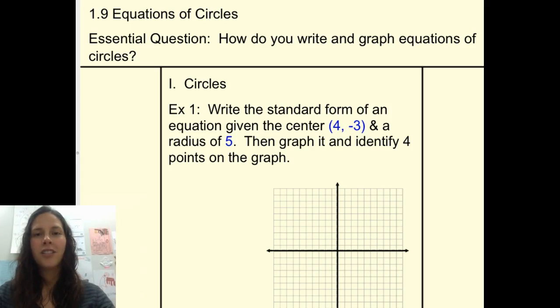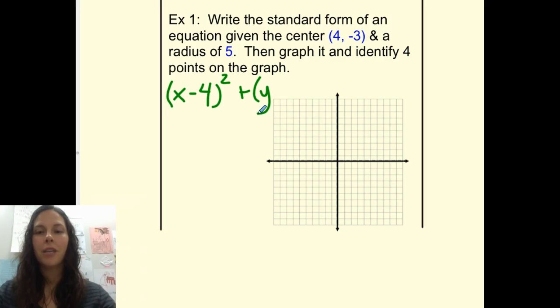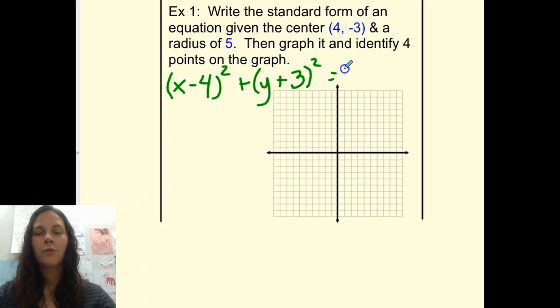Our essential question is exactly what I stated as our objective. How are we going to write and graph equations of circles? Our first example, we're given the center and the radius, so we put it into the parentheses, both of them. The x-coordinate goes in and becomes opposite squared, plus the y-coordinate goes in and becomes opposite squared, equals the radius squared. That's the equation of the circle.